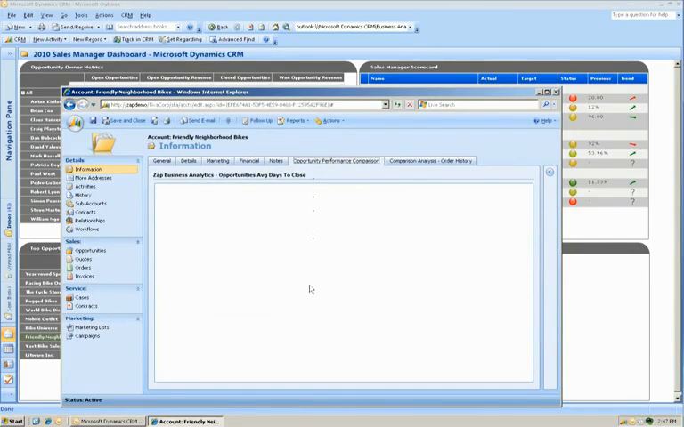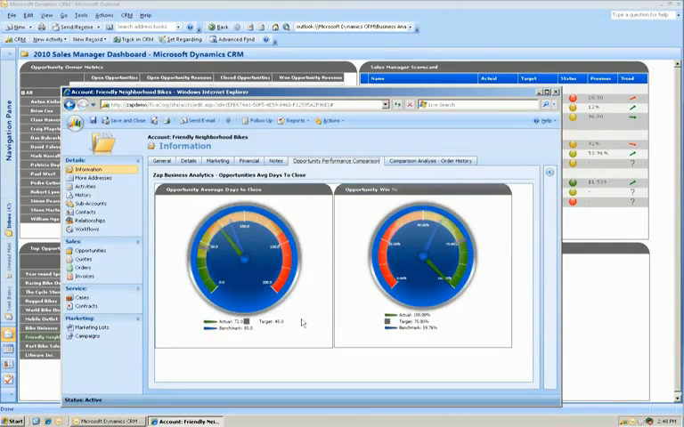The Opportunity Performance Comparison tab shows Friendly Neighborhood Bikes performance compared to that of other benchmark accounts. The green needle on each KPI gauge reflects Friendly Neighborhood Bikes performance. The blue needle reflects the performance of the benchmark group of accounts. In the case of the Opportunity Average Days to Close, Friendly Neighborhood Bikes is below target, but is performing ahead of the benchmark accounts. This is great insight, but is concerning because Friendly Neighborhood Bikes' current opportunity is still open after 140 days.